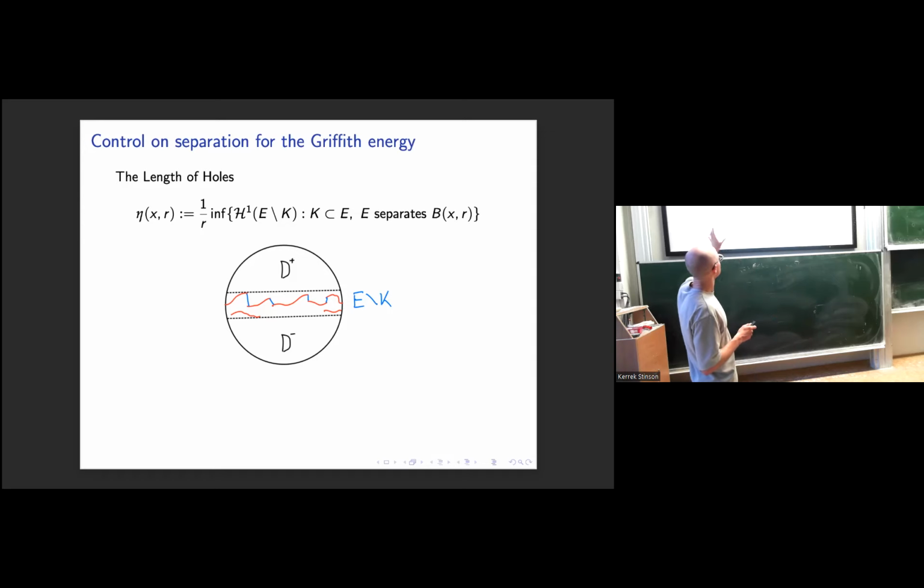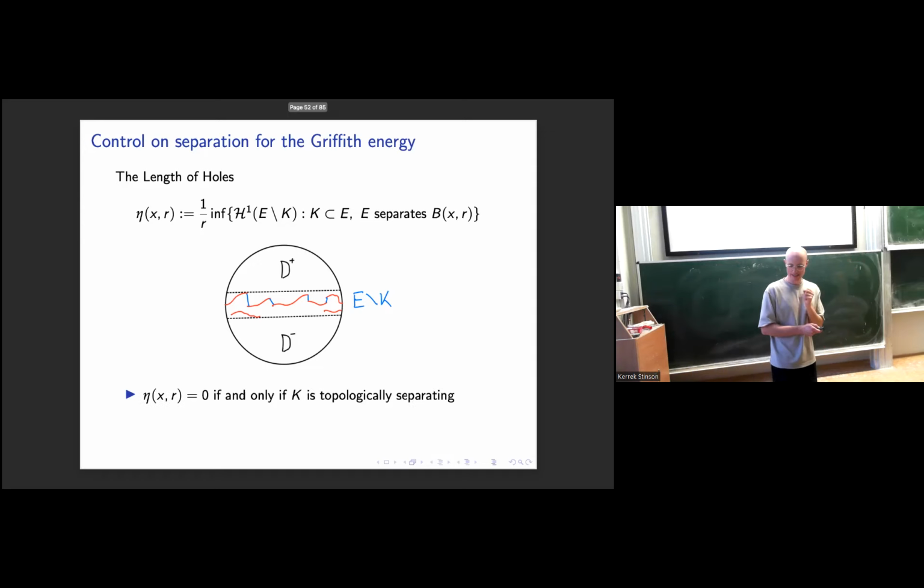And so here what we do is we consider the length of all possible extensions of the crack such that they separate, and we minimize over these extensions. So here in this picture, you have a crack in red, then the length of holes in this picture is just the length of the blue segments, which hopefully are relatively clear. The good thing to note is that if this length of holes is 0, then we're actually back to being topologically separated.